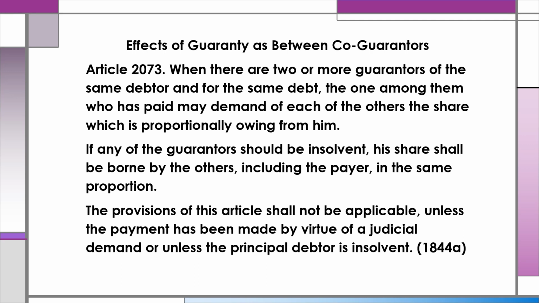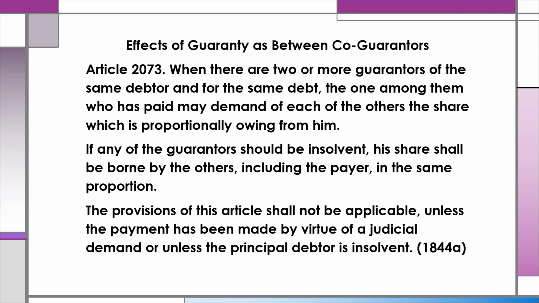Effects of guarantee as between co-guarantors. Article 2073. When there are 2 or more guarantors of the same debtor and for the same debt, the one among them who has paid may demand of each of the others the share which is proportionally owing from them. If any of the guarantors should be insolvent, his share shall be borne by the others, including the payer, in the same proportion. The provisions of this article shall not be applicable unless the payment has been made by virtue of a judicial demand or unless the principal debtor is insolvent.